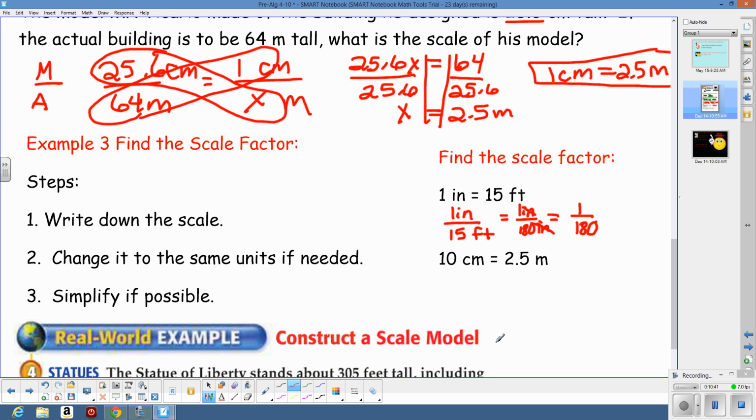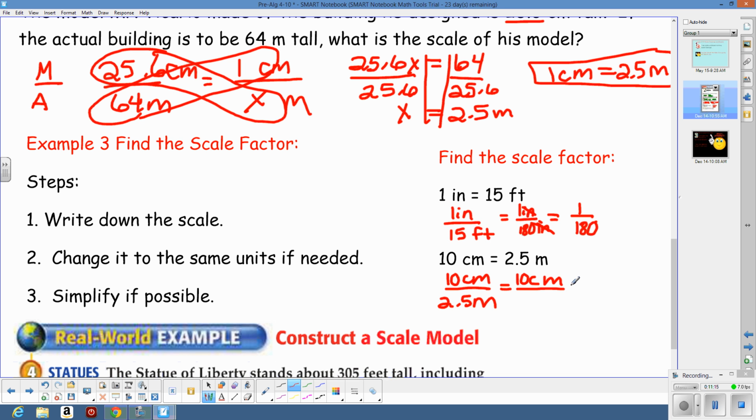Let's move on to the next one. 10 centimeters equals 2.5 meters. I'm going to write down that scale: 10 centimeters over 2.5 meters. We need to have them in the same unit, so I'm going to go to the smaller unit, which is centimeters. I'll leave the top one as 10 centimeters, and we're going to make the bottom one into centimeters. There are 100 centimeters in a meter.